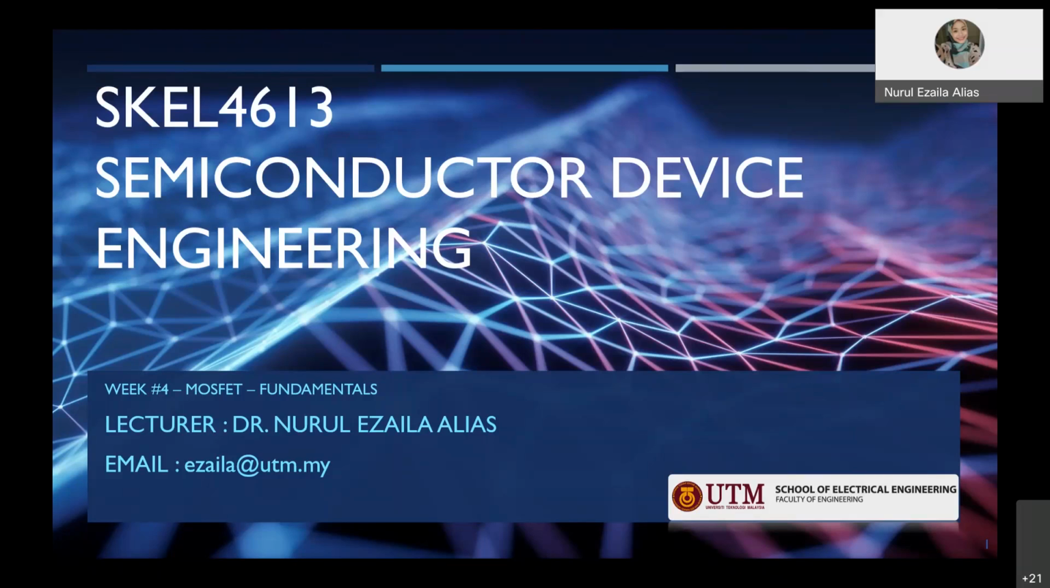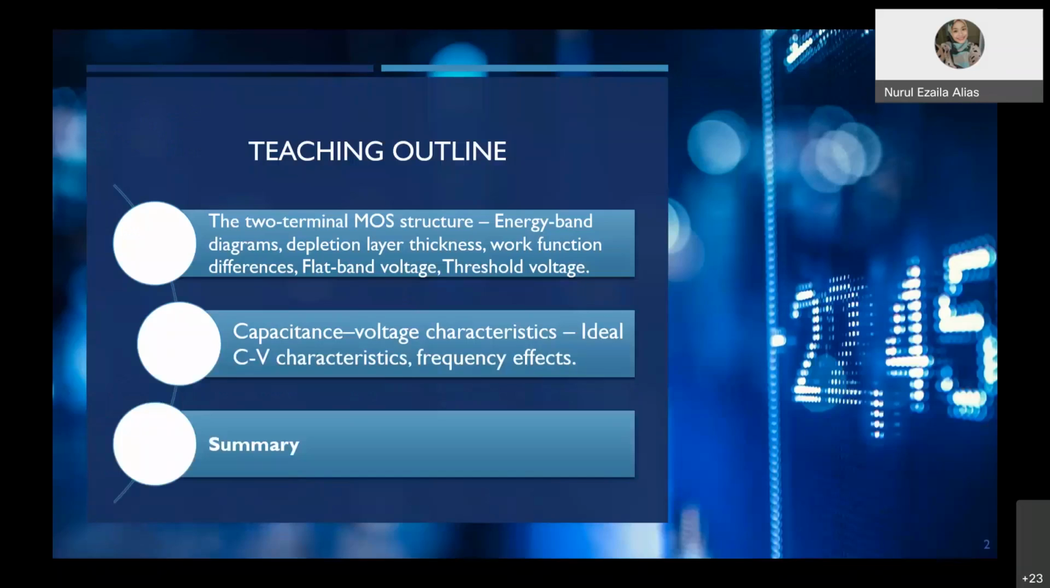You analyzed the characteristic by extracting all the electrical parameters from the IV characteristic. So for the first part here, more on the fundamentals. What is MOSFET? MOSFET is the metal oxide semiconductor field effect transistor.